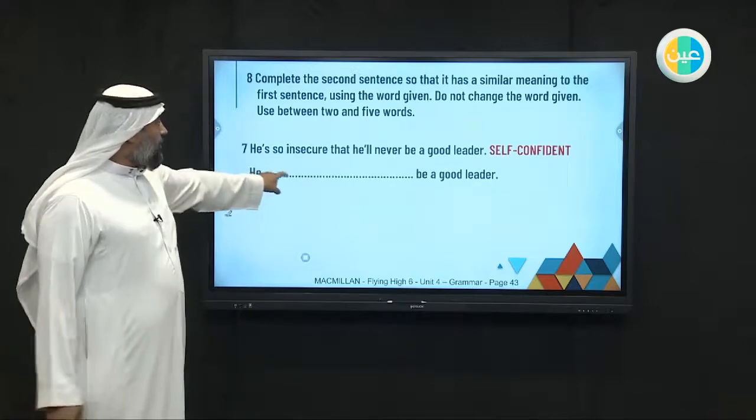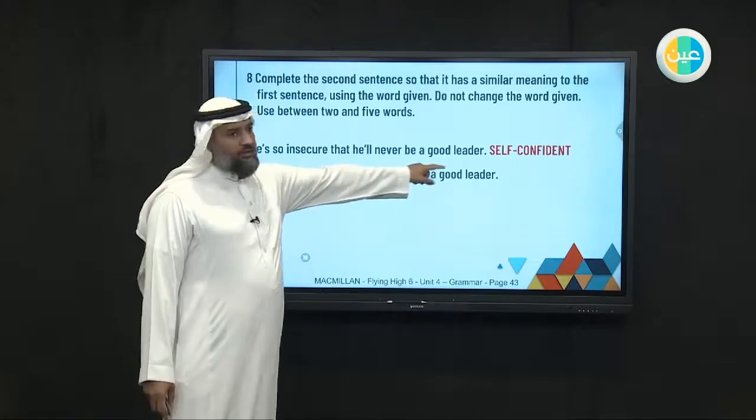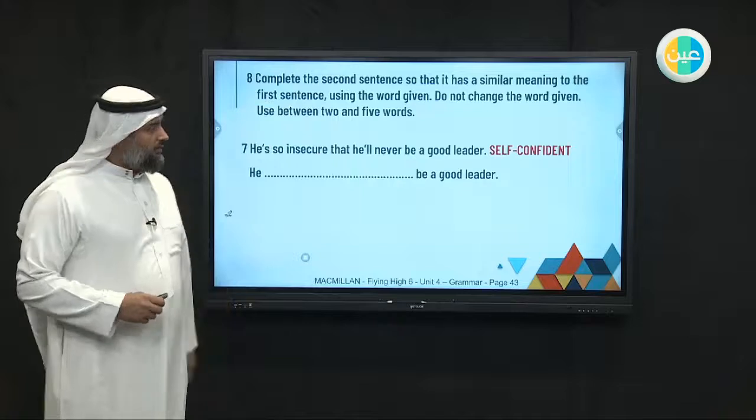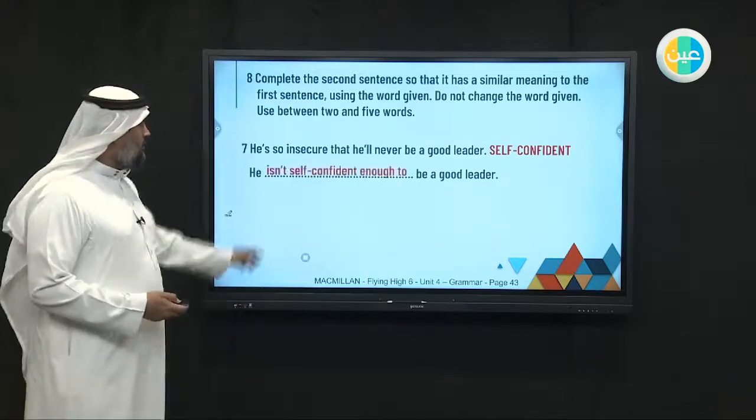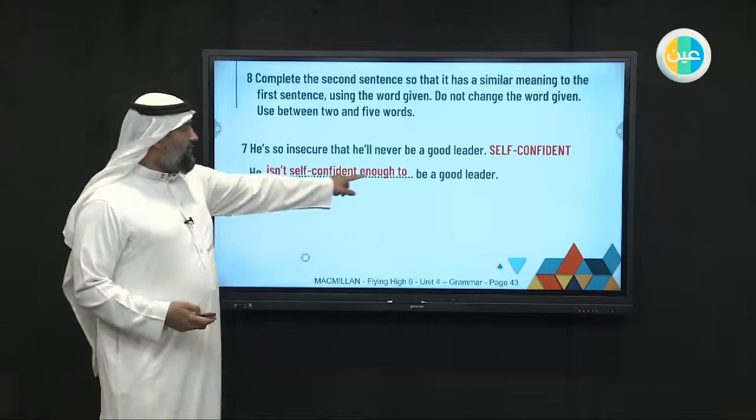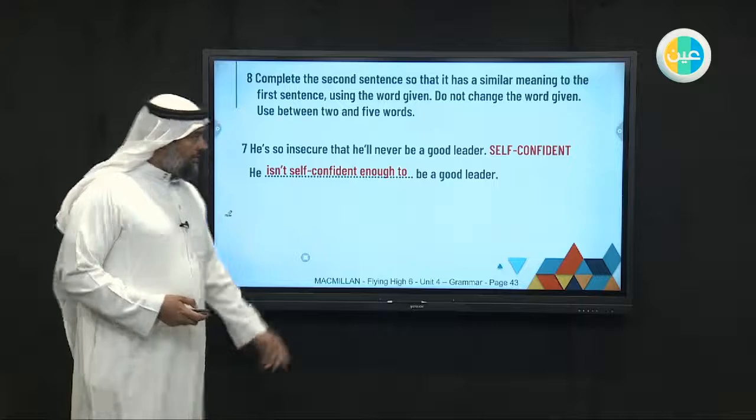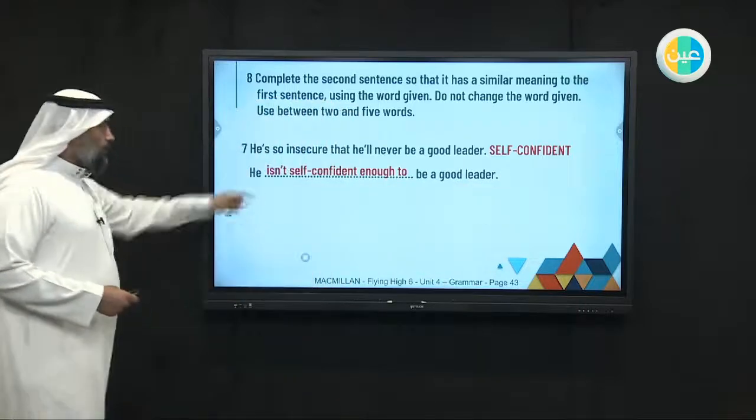Number 7. He's so insecure that he'll never be a good leader. So the word self-confident. What do you say? He isn't self-confident enough to be a good leader. Now they should have used enough with that, but it's okay.